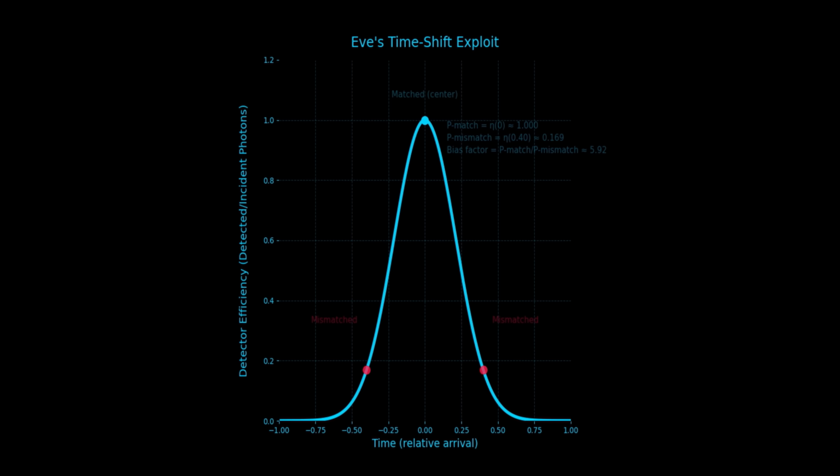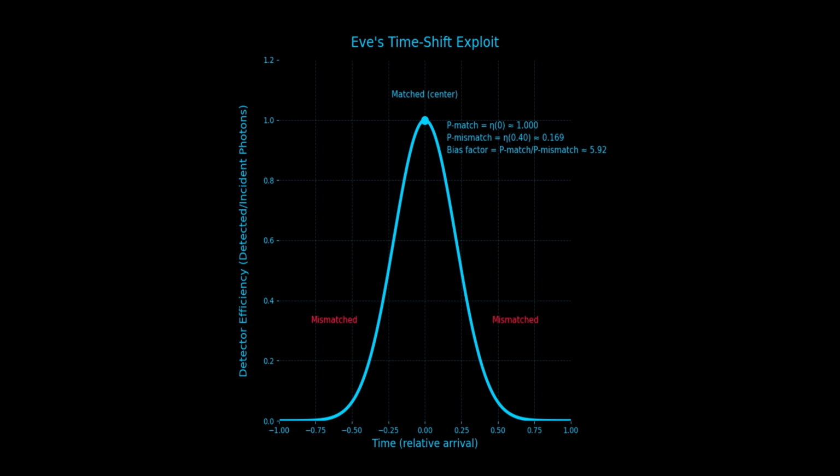The consequence of this imbalance is that the sample of detection events Charlie records is no longer representative of the underlying quantum ensemble transmitted by Alice and Bob. Instead, it is systematically skewed in favor of the events that Eve wants preserved and against the ones she wants suppressed. Crucially, this manipulation does not require Eve to alter the quantum states themselves or to interfere with Charlie's measurement device. She exploits only the timing asymmetry in the detector's response.